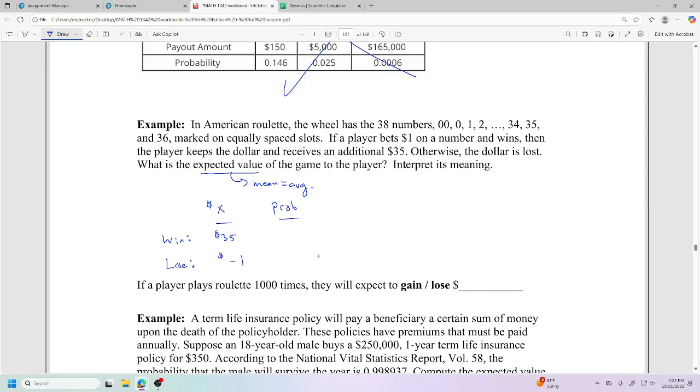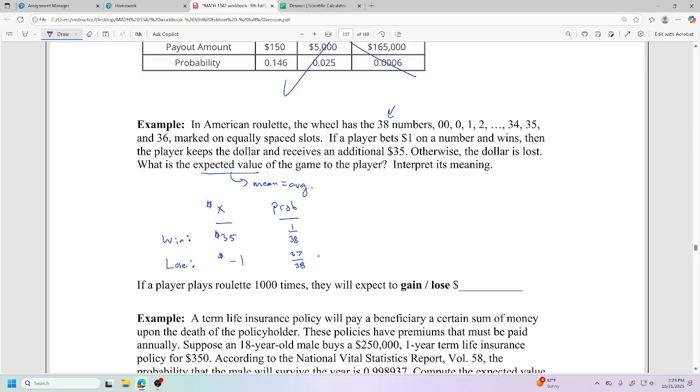What's the probability of winning? Well, they have 38 numbers, and I'm picking one of them, right? So 1 out of 38. So the probability of losing would be then, yeah, we're going to get -$1. The probability, though, would be 37 over 38. Yep. It's the opposite of it, right? Yeah, it's the opposite. Yep.